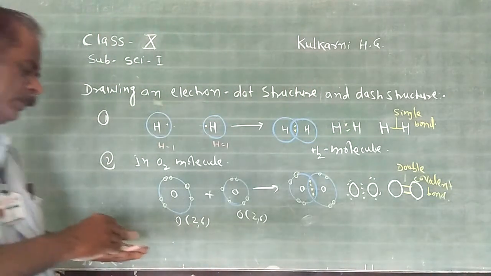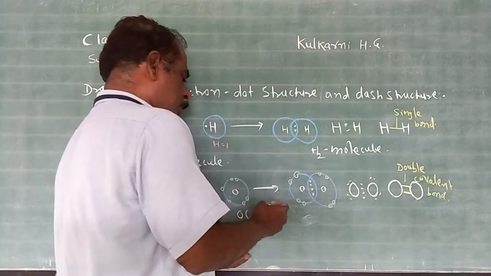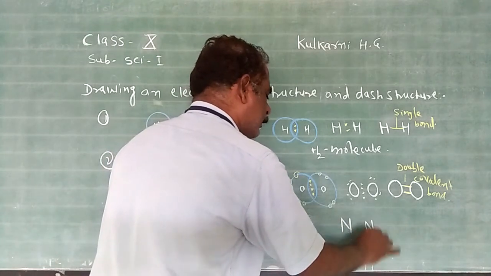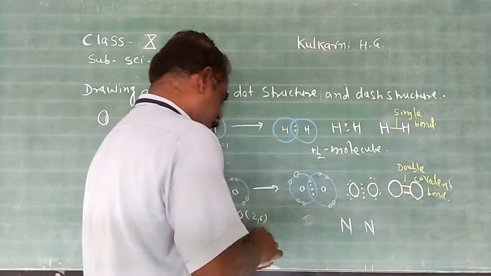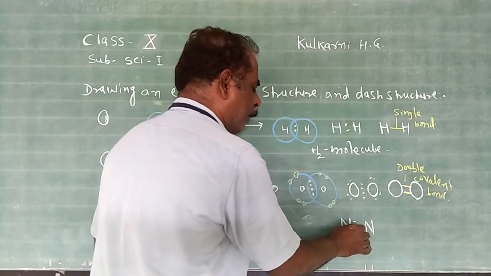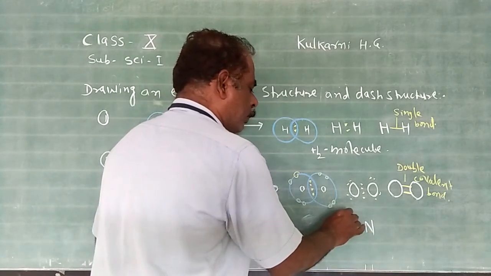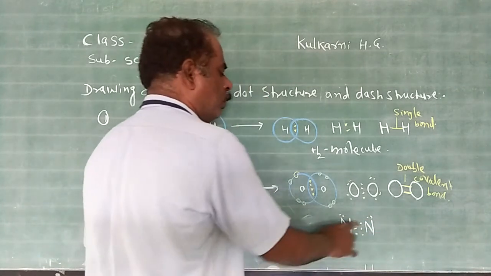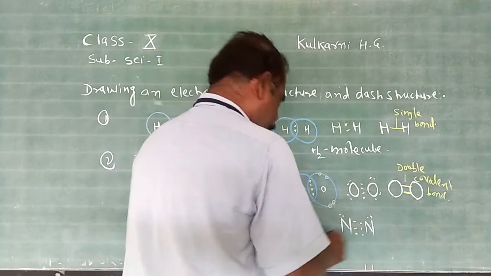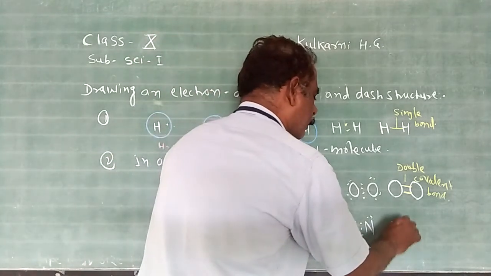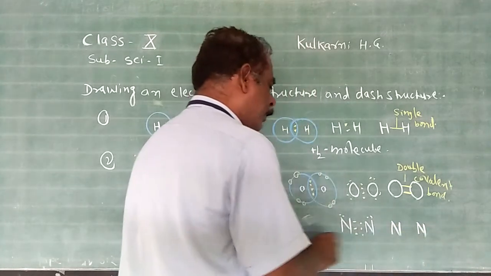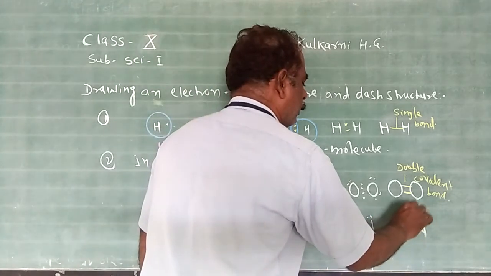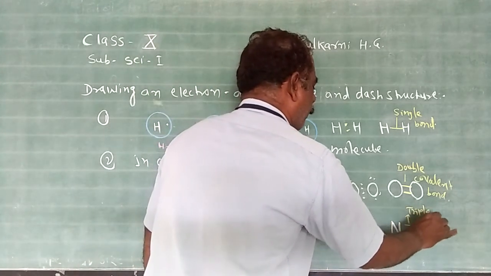Similarly, in the case of nitrogen also, draw the dot and dash structures. You know that nitrogen has 5 valence electrons because its atomic number is 7, electron distribution 2 and 5. Out of these 5, 2 are non-bonding and the remaining 3 electrons are shared between the 2 nitrogen atoms, and it forms a triple bond, or triple covalent bond, between the 2 nitrogen atoms.